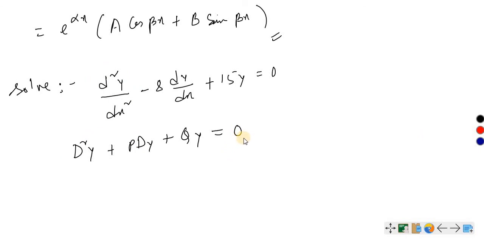So here r is 0 and q is 15, p is minus 8, and the rest of the things I think you can just understand. So I will just compare with this equation. Since here r is 0 and this is the left hand side of the second order differential equation, from this we can get the solution of the complementary function. So I will write here directly.